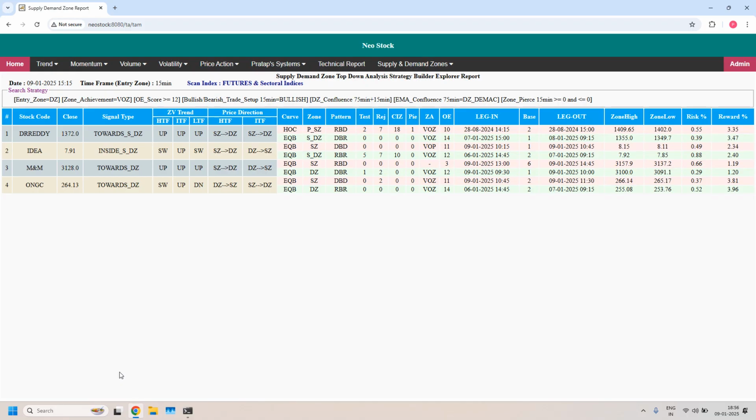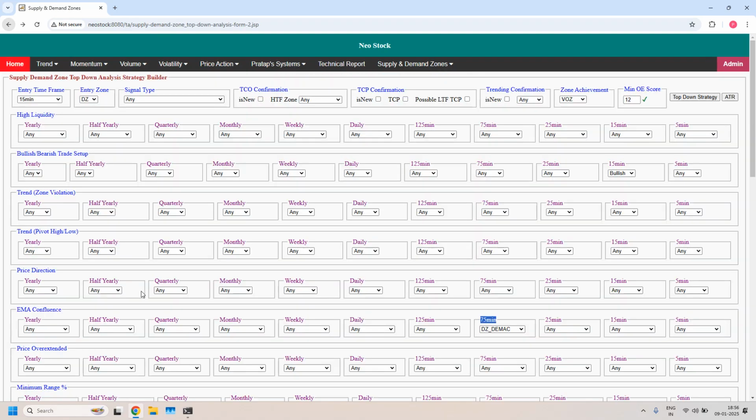Okay, this is about LTF, ITF zone confluence and ITF EMA confluence. Next, let us look for LTF, ITF and HTF demand zone confluence.